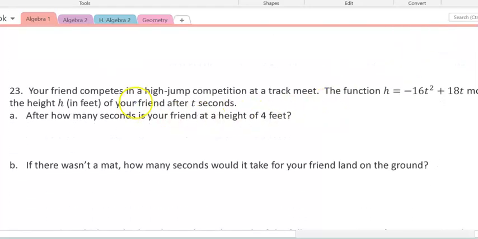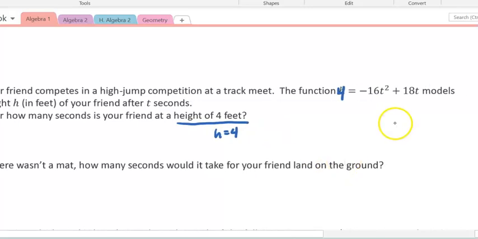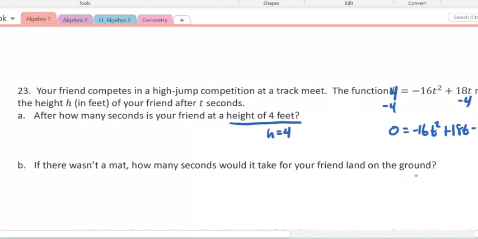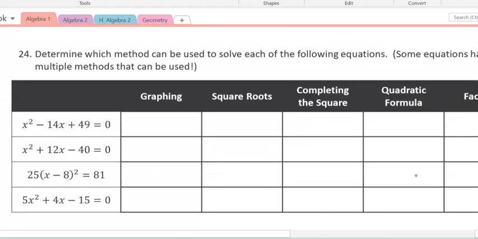Okay, on this one, after how many seconds is your friend at a height of 4 feet? So they're telling you here, h is 4. So you're going to put a 4 right there. And then I would move the 4 back over and choose how you solve. Based on these numbers, I'd probably quadratic formula this. And then we can answer those questions.